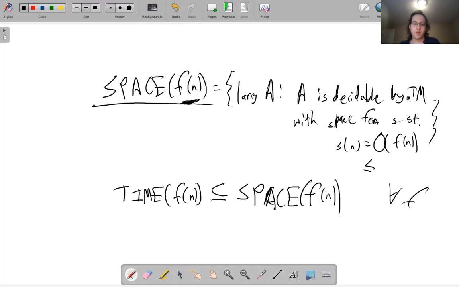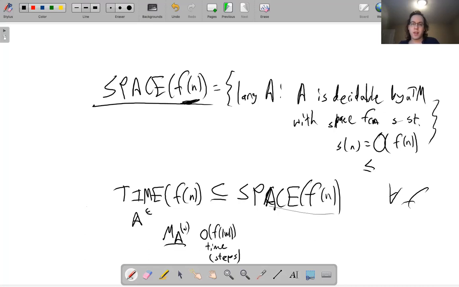Well, suppose we had A that's in time, so we want to show that A is in this space class. Because A is in this time class, we know that we have a machine MA which takes at most O of f of |W| time, so steps, to decide whether W is in A. Okay, so it halts within this many steps of the Turing machine. But in each step, you can only step on one new tape symbol. So if you're using only this many steps in this computation of MA of W, then you looked at only this many tape cells. And by definition of space, you only took at most this much space in your computation of MA of W.